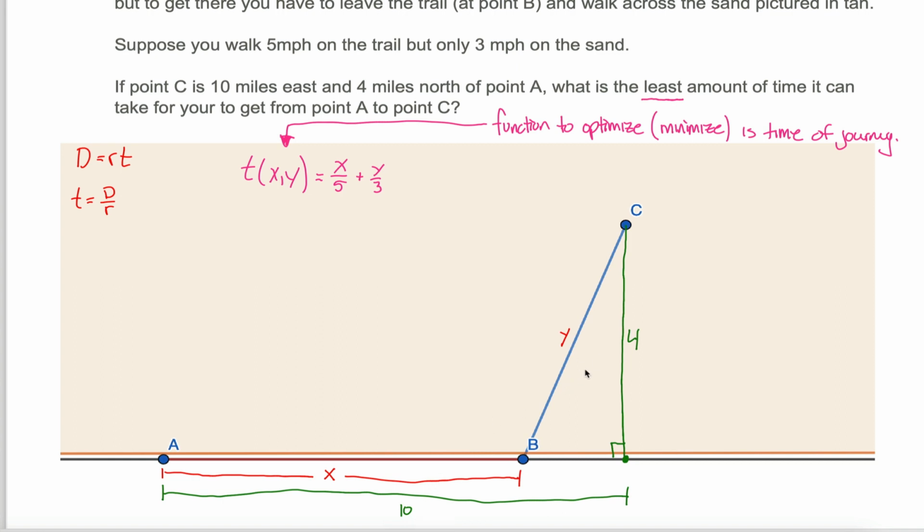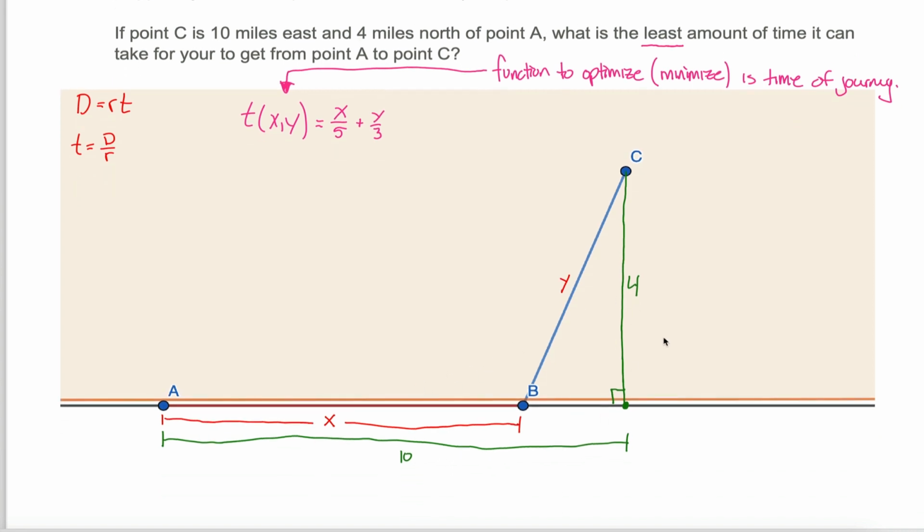It's hard to know where to go from here, but think about what our goal is: to rewrite this in terms of just one variable. In order to do that, I need to come up with an equation that relates together x's and y's. Can you think of a way with the numbers and letters that you see in this picture to relate together x's and y's? Well, we do have this triangle right here, and it's a right triangle, so maybe that's a hint that we should use the Pythagorean theorem.